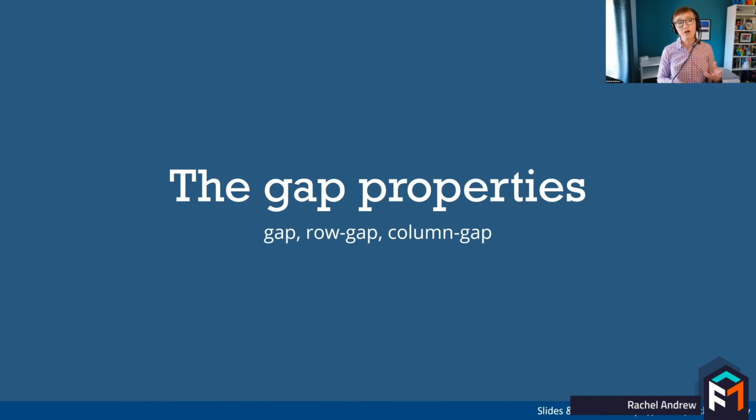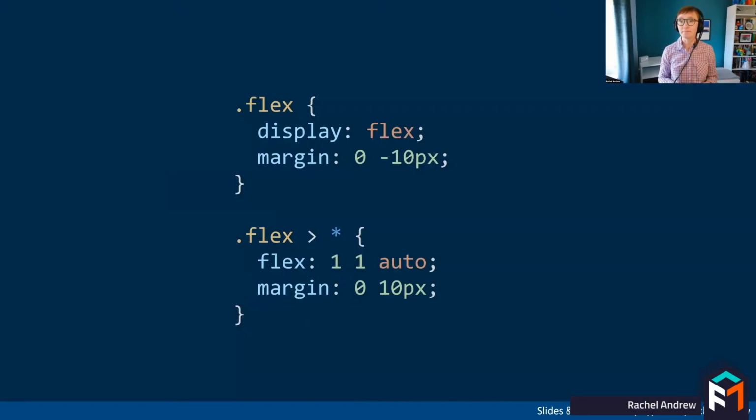And using margins is typically what we've done with Flexbox in order to create that gap between flex items. So you end up with something like this, where we're using a margin on the flex items, and then we're using a negative margin on the container to get rid of that outside margin, which tends to work. It's a bit of a kludge.